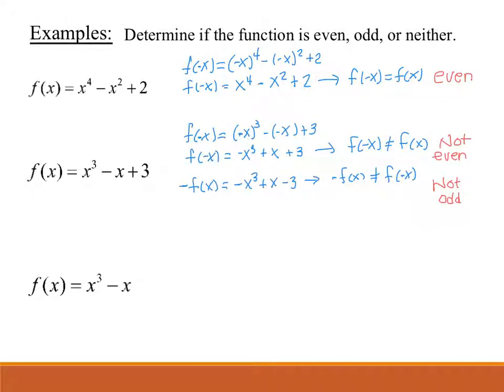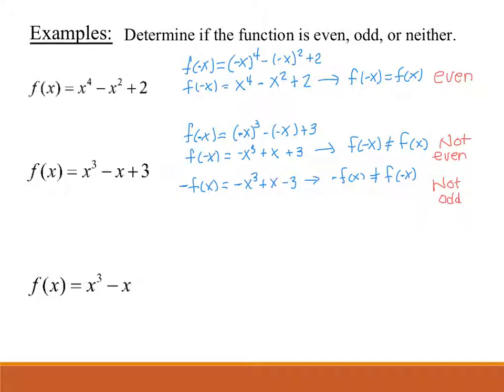So now we try this. We have f of minus x is equal to negative x cubed minus a minus x plus 3. That gives us, for a function with a negative x, negative x cubed plus x plus 3. So we notice that the function evaluated at a negative x does not equal the original function. It's not even. Now we will do the odd part.